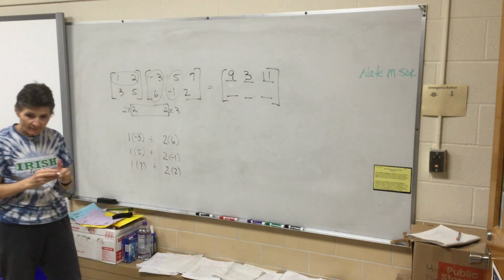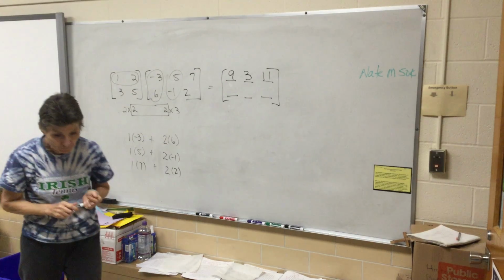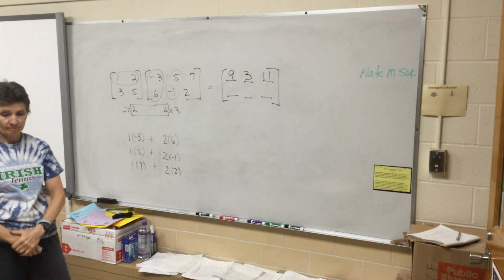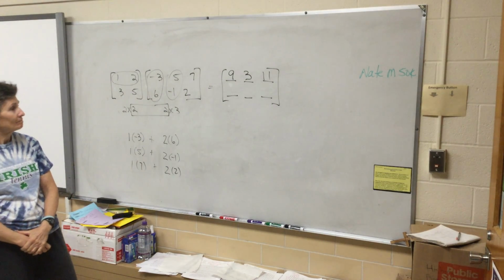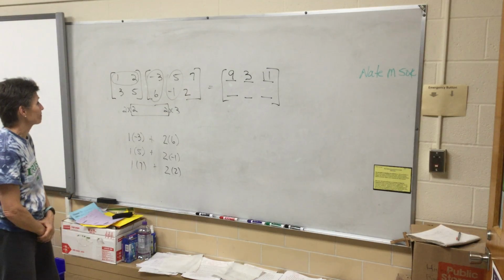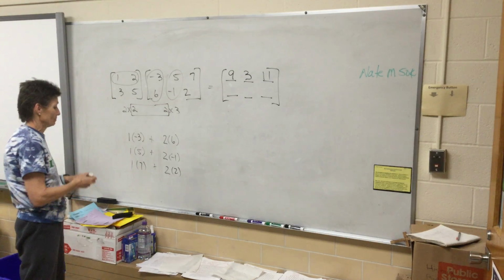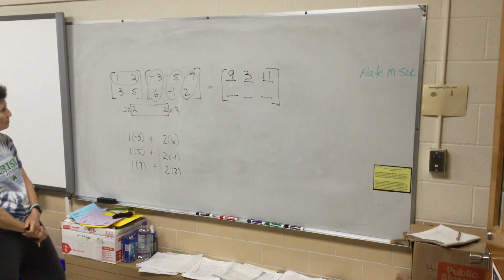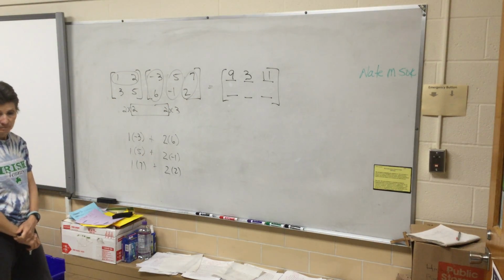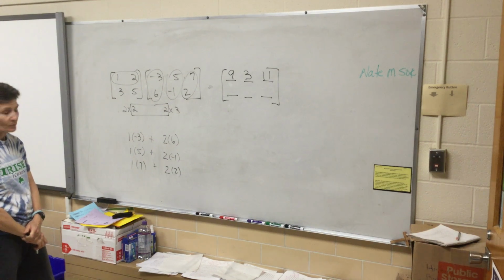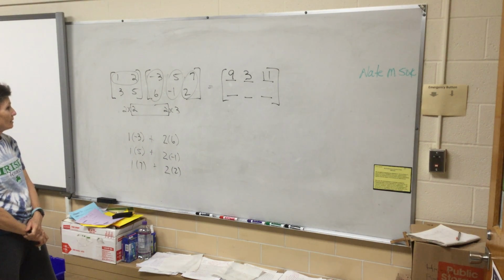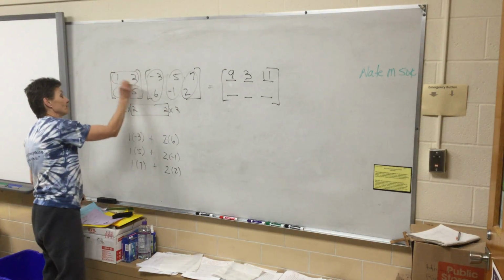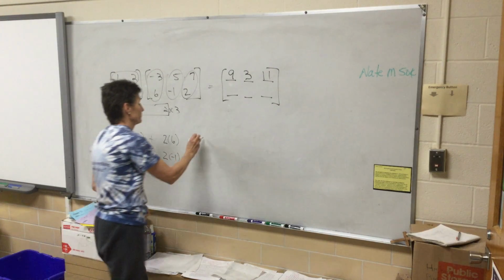Okay, I got 3 and 11 for the rest of the top row. What about you? Oh, I've not gotten that far yet. Oh, okay, I'm sorry. No, you're good. I got 3. And then 1 times 7, 7. 2. I got 11. Good, perfect. All right, so now we go down to the second row, right? So we're going to use 3 and 5.